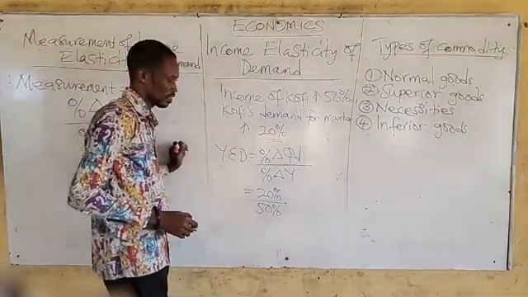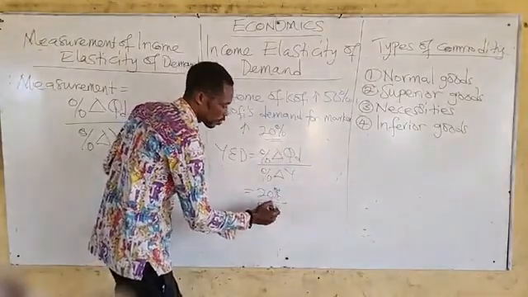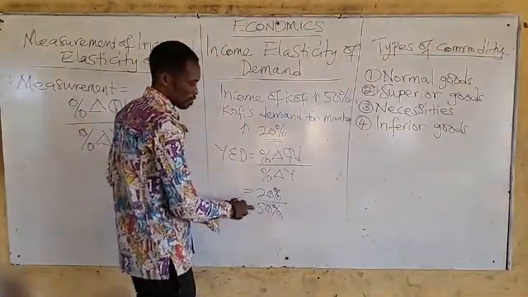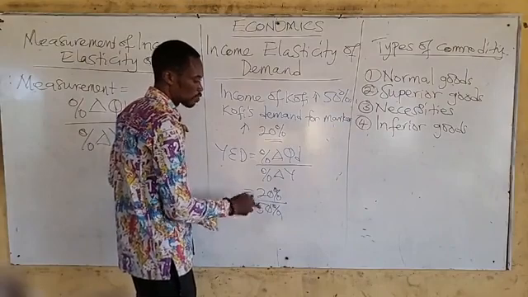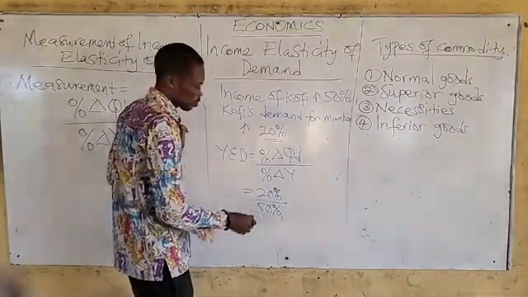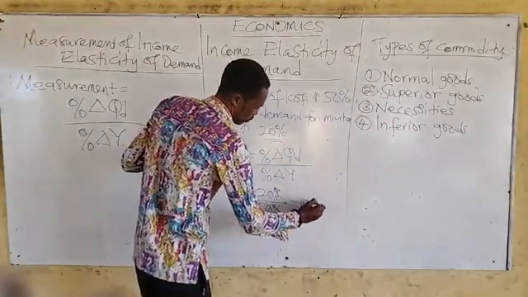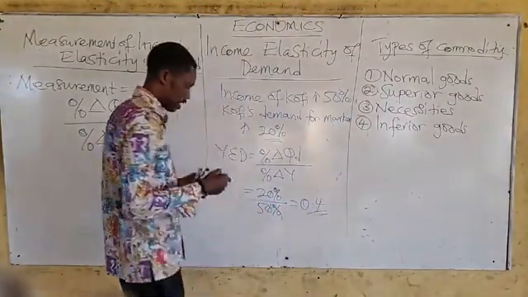Are you getting it? So then you cancel out the percentage, you cancel percent, 0 cancels 0. How many times will 5 go into 2? It cannot go. So this will surely give you 0.4. The answer is 0.4.